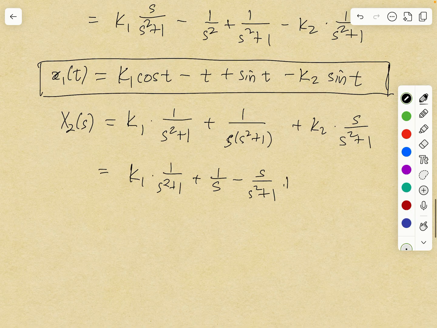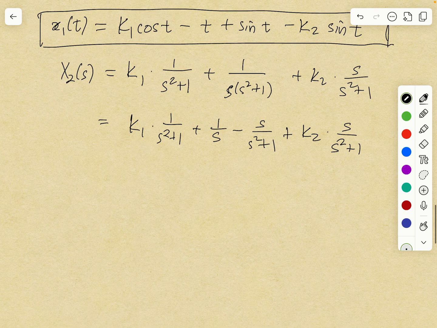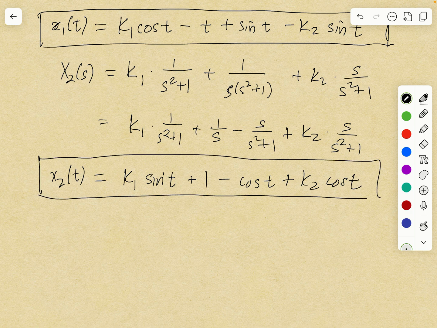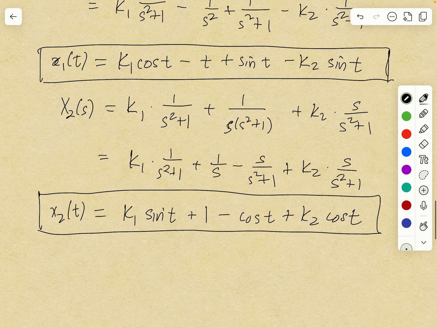So anyway, you're going to get this plus K2 times S over S squared plus 1. And now, again, I find my inverse Laplace transforms using my table. Capital K1 times sine t plus 1 minus cosine t plus capital K2 times cosine t. And that's little x2. So that's the answer.